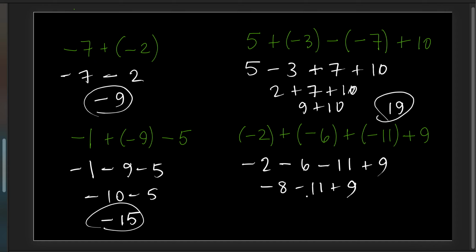Negative 8 minus 11 is negative 19 plus 9. Now it's like we're in debt $19 and we added 9 to our account. Still in debt $10. Think of it in terms of money and you always get it correct.